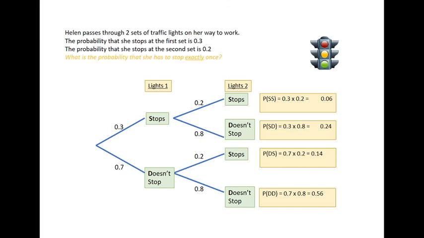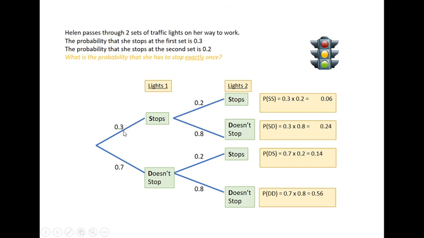And the question is, what's the probability that she has to stop exactly once? Right. So it's stop or don't stop. So stop once: either the first one is a stop and then she doesn't, or it's a don't stop and then a stop. If it's stop exactly once, it means that one of the lights is a stop and one of them is a don't stop.